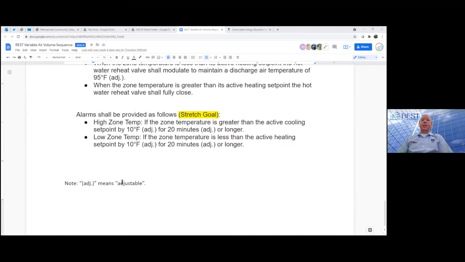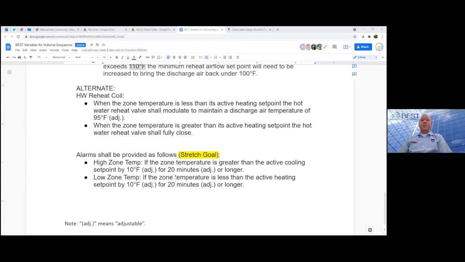Final footnote: anytime we said parenthesis ADJ period, that means adjustable. That typically means you're going to want a point set up so that the user can adjust it. This is frequent verbiage in engineering documents to say either this is a starting number, or we want this to be user adjustable by the building owner for whatever they want. That's where that idea applies.